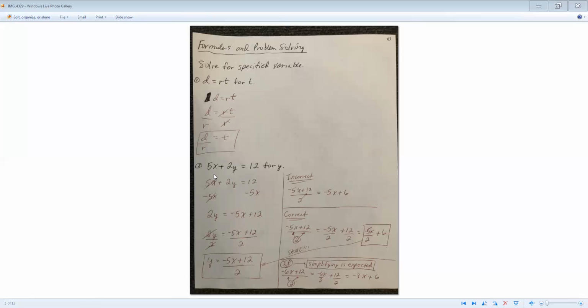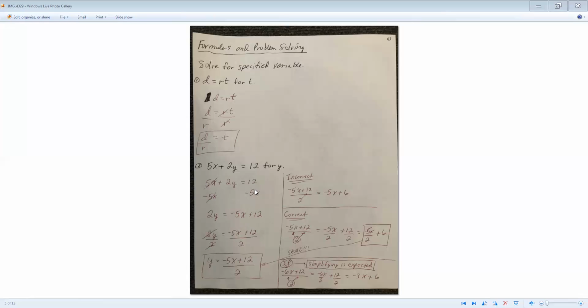Next one, if I have 5x plus 2y equal to 12, and I want to solve for y, my goal is to get y by itself, so I need to move everything else to the other side. So the first thing I'll do is minus 5x from both sides. 5x minus 5x cancels, leaving me just 2y on the left. And then on the right, negative 5x plus 12.